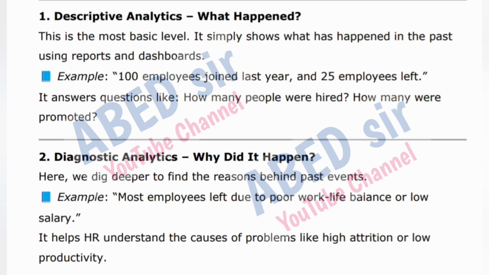2. Diagnostic analytics. Why did it happen? Here, we dig deeper to find the reasons behind past events. Example, most employees left due to poor work-life balance or low salary. It helps HR understand the causes of problems like high attrition or low productivity.